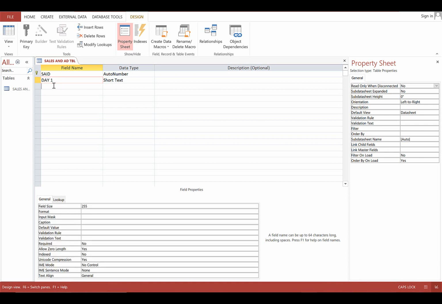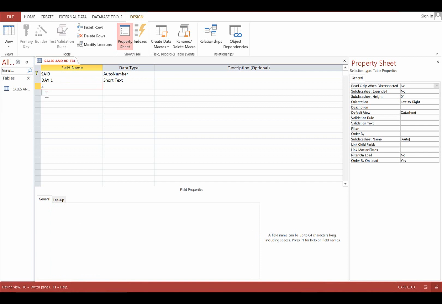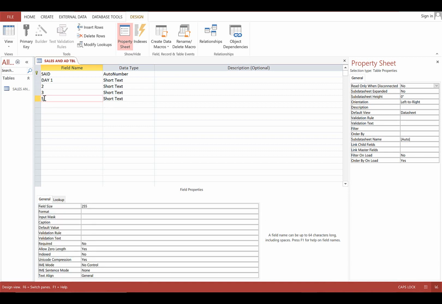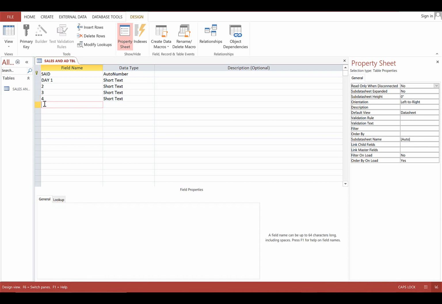Day 1, day 2, day 3, day 4, and 5. You can add more days.